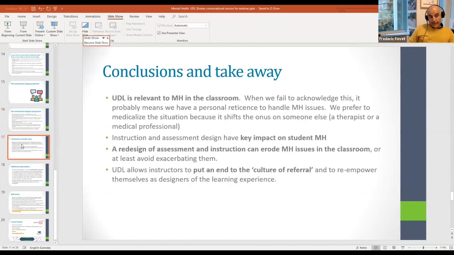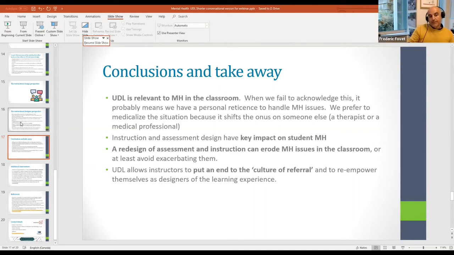So that's basically it, and I'd like just to leave you with a few reflections. Obviously, we see it in simple presentations like this. UDL is relevant to mental health. We've seen the points of tension. We know what UDL is about. We can see how UDL fits in and would actually resolve most of these tensions that we're seeing. But yet, it's not happening. We know that instruction and assessment design has an impact on the mental health of students.